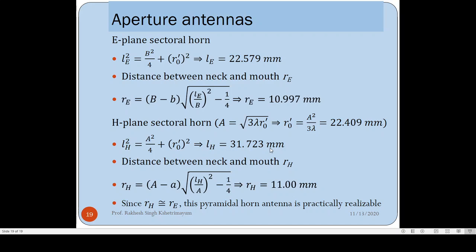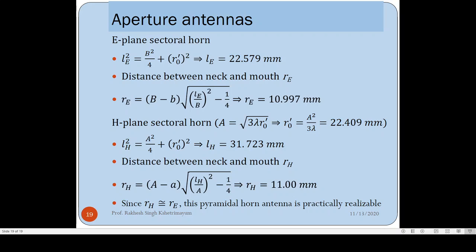So you can find out the distance between the neck and mouth for the H-plane, which is capital A minus A times square root of LS by capital A whole square minus 1 by 4, and RS turns out to be 11 millimeter. What you can see is that RE and RS are almost the same. So this pyramidal horn antenna we have designed is physically realizable. That's how you design the pyramidal horn antenna in the lab.